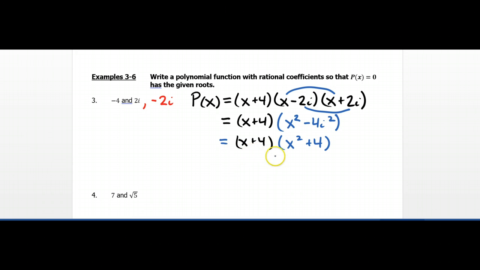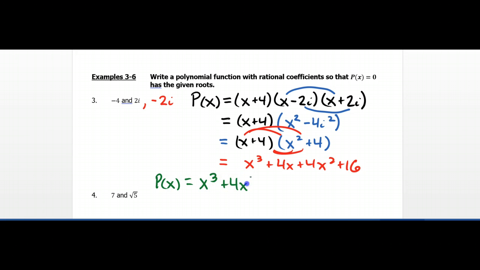So now I'm going to take x plus 4 times x squared plus 4. When I do that, I get x cubed plus 4x plus 4x squared plus 16. And so my polynomial equation for this one, in standard form, would be P of x equals x cubed plus 4x squared plus 4x plus 16.